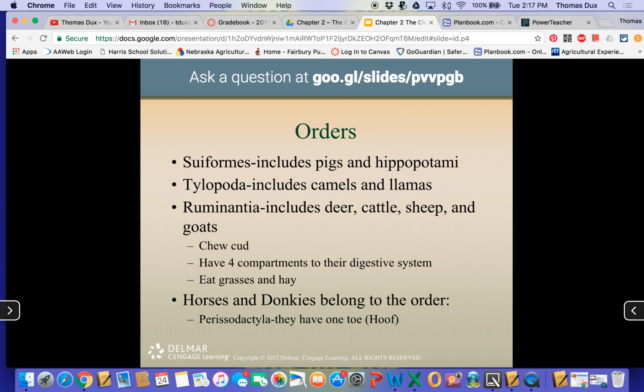Pigs and hippos are in the same suborder. Camels and llamas are in the same suborder. And then deer, cattle, and sheep are also in the same suborder. It deals with different characteristics that they have in common. And same with horses and donkeys. So, kingdom, phylum, class, order, we got family, genus, and species.